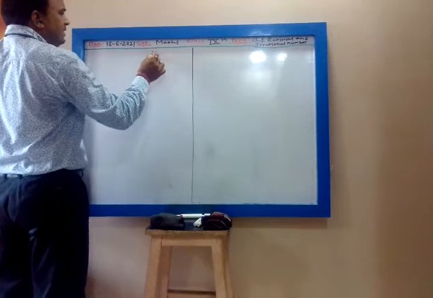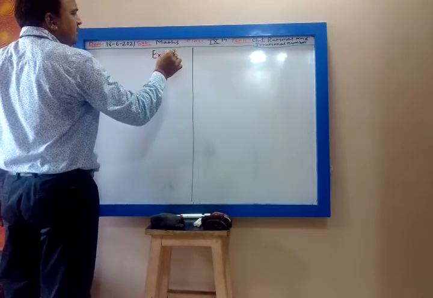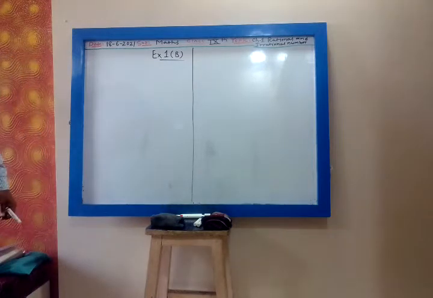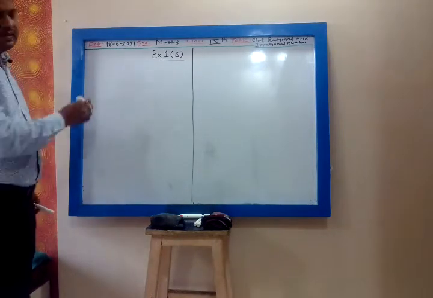Exercise 1B, we have started. Fifth question. Show that root 3 and root 5 are irrational numbers.